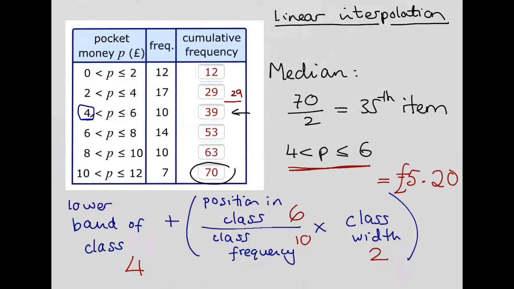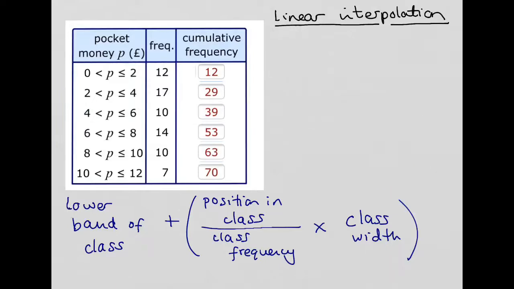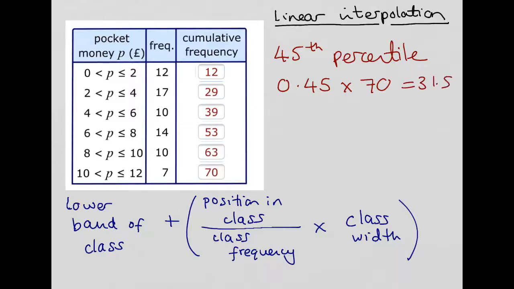I'll do another one similar-ish, same data, but instead of just finding halfway, the 50th percentile, we're going to look at finding the 45th percentile instead. You can find any percentile you want. So I want to know which item is the 45th percent. Well, there's 70 data values. 45% of 70 is 31.5, so I'm looking for the 32nd item, or the 32nd person.